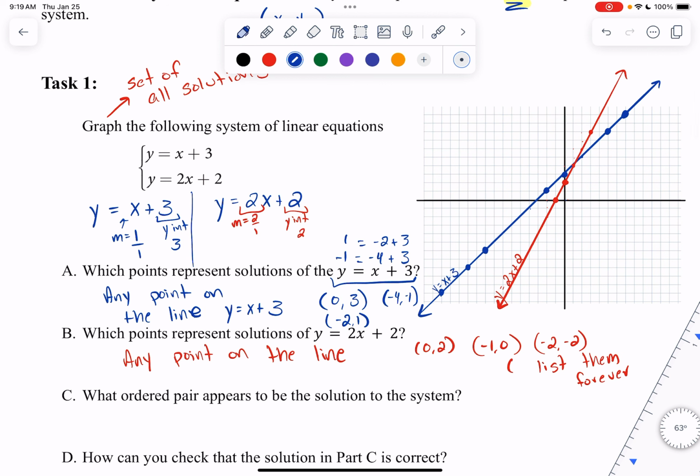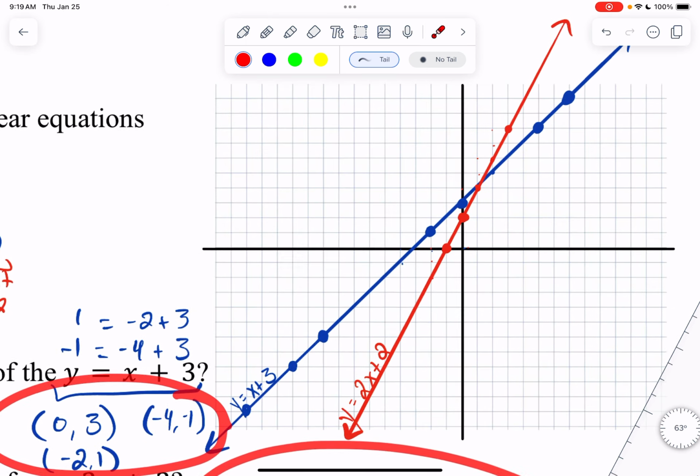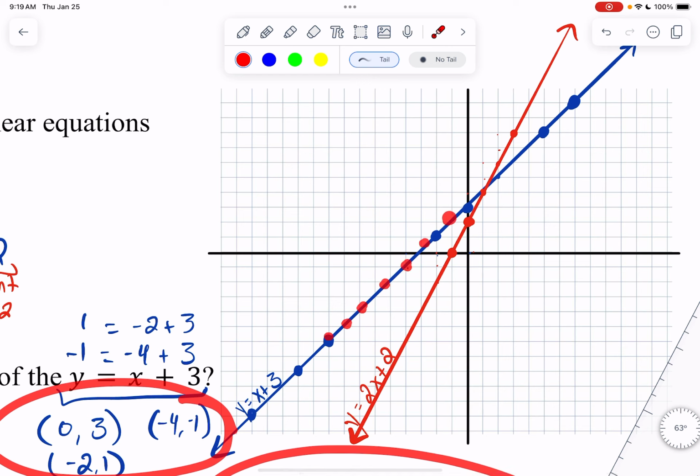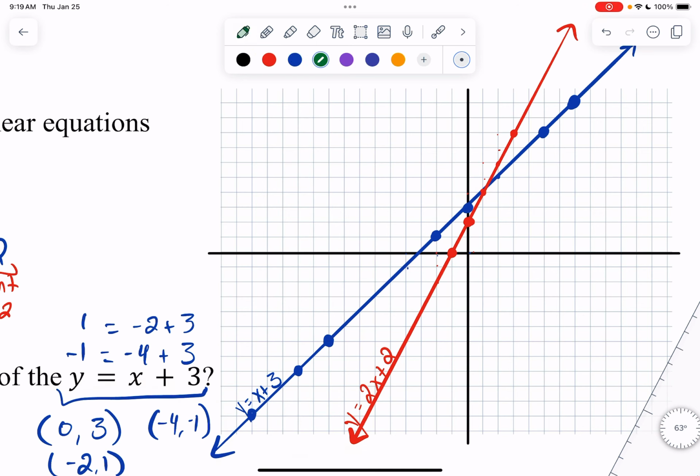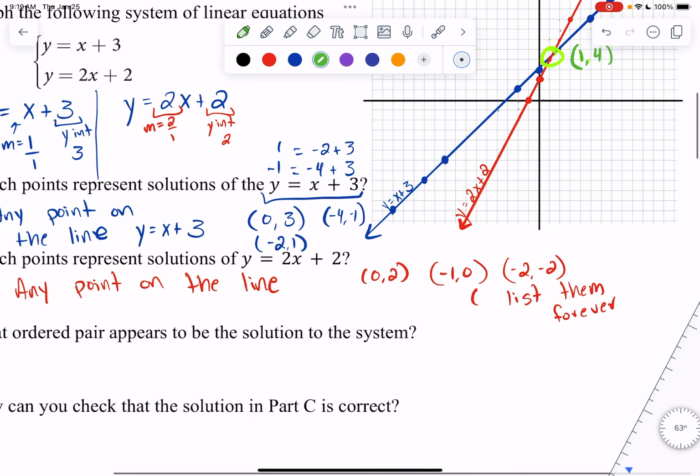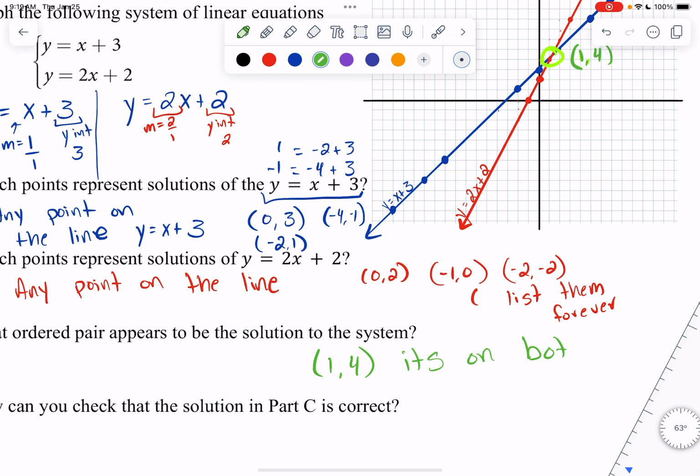So I'm looking for which point works for this blue line and also this red line. If we look at the graph, I'm looking for which point is on the blue line and also on the red line. Well, it would be this one right there, which is over 1, up 4. The point 1, 4, because it's on both lines.